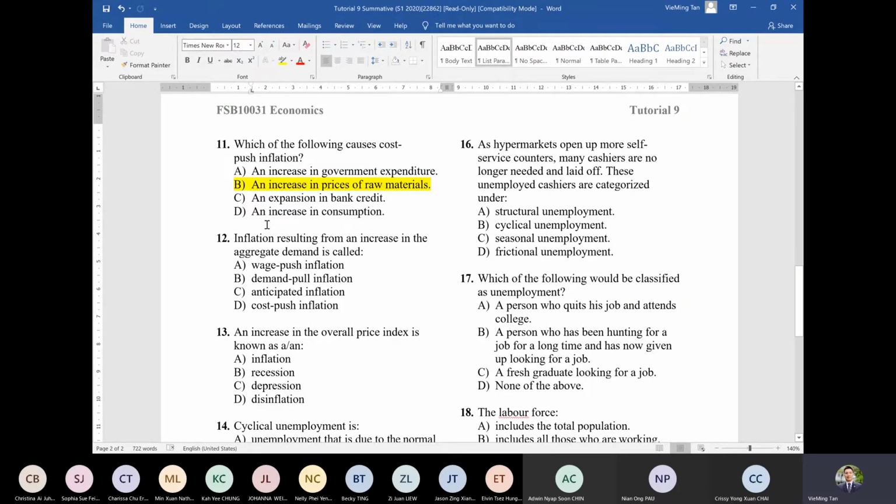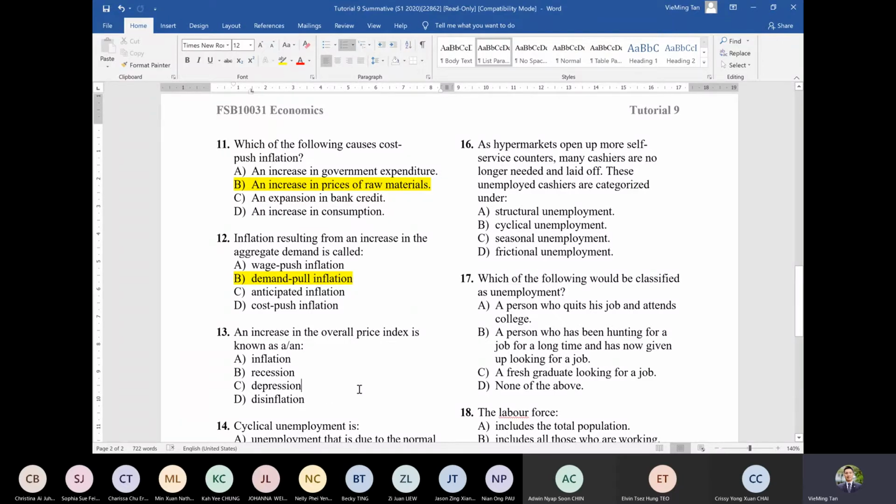Okay, number 12. Alvin? Inflation resulting from an increase in aggregate demand is called demand pull inflation, B. Yeah, demand pull, correct. Demand pull inflation, Brazil. So for A and C, we don't have these terms in economy. Options A and C are out. We only have either demand pull or cost push inflation.